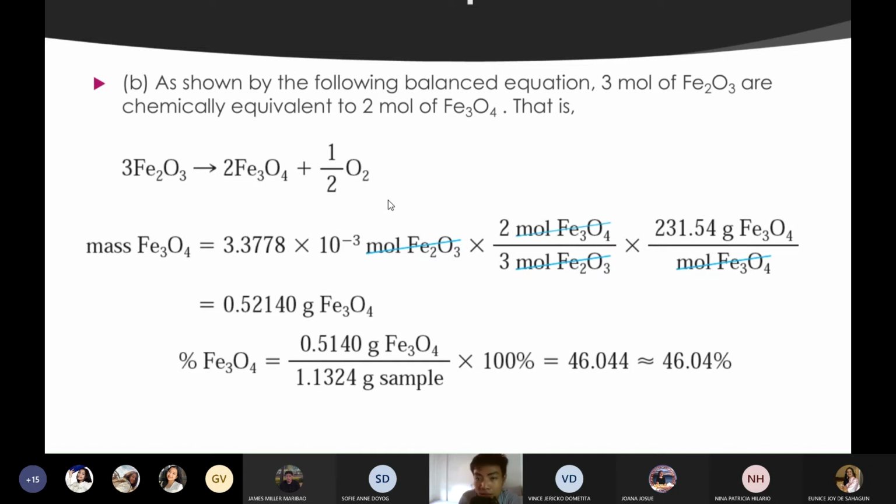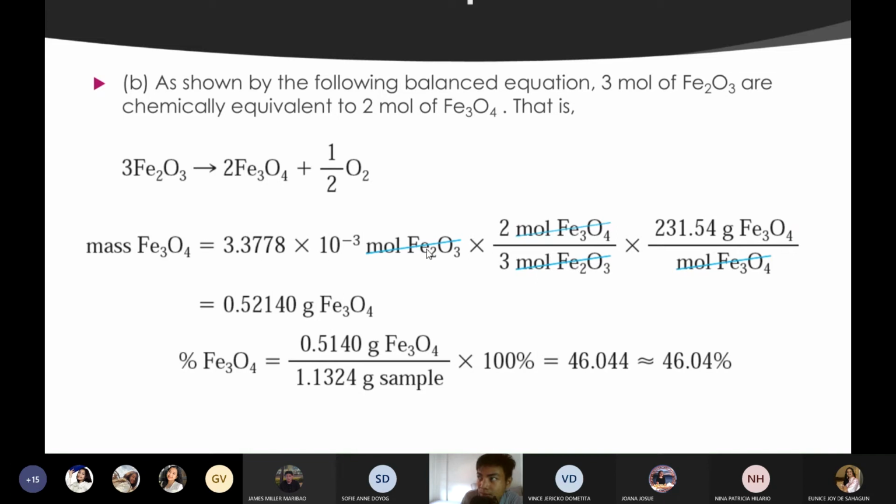Yung mga chemical equation na yan, given yan. So ibabalance mo na lang yan, okay? So you will balance this, no? And then what you're going to do is that, 'di ba given to kanina, yung mass ng iron 3 oxide, i-convert mo lang siya into iron 2 iron 3 oxide, no. So ito yung formula ng iron 2 iron 3 oxide. So convert mo lang 'yan, and then later on, if you want to determine the percent Fe3O4, that is the mass of Fe3O4, ito yung conversion natin doon.